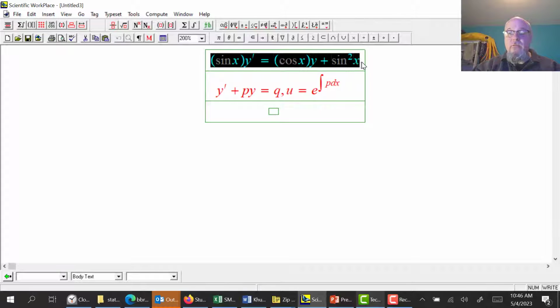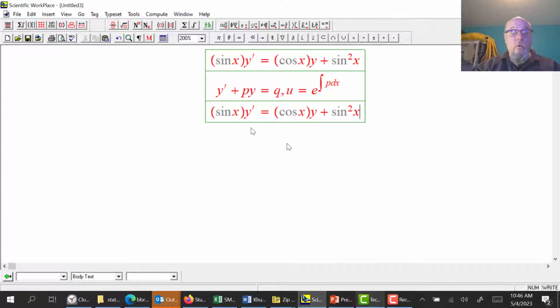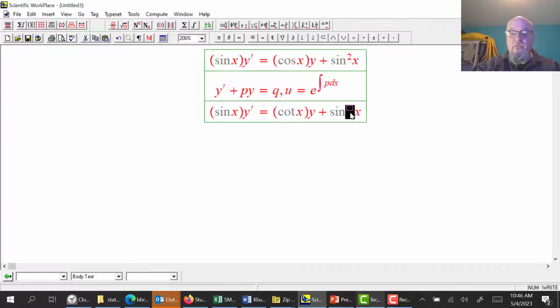So let's take this and put it in that form. So we just want y prime alone. So let's divide everything by sine. Everything by sine. So cos divided by sine, that's cotan. Sine squared divided by sine, that's just sine. So we've divided everything by sine.